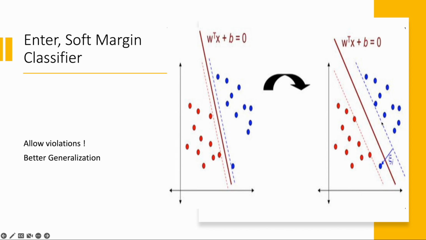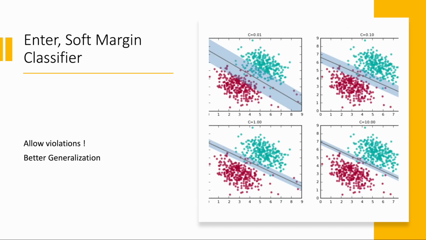These are the two support vectors, and our road has become thicker. So any new observation which comes will have a higher likelihood of being classified properly, because we are allowing misclassification, and by that we are improving the generalization. So it will generalize better on newer unseen data.